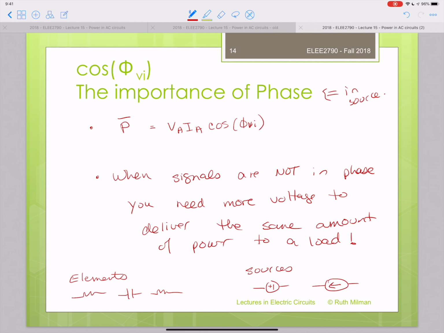What ultimately happens is those elements, those resistors, they need a certain amount of power to operate properly. But if you're out of phase in your source, then you need to be supplying so much more voltage in your source in order to get to the same current, in order to get to the same power. And that's the key in terms of the importance of phase. It's very important in your source to keep things as close to in phase as possible so that you're able, as much as possible, to maximize the power efficiency of your system.